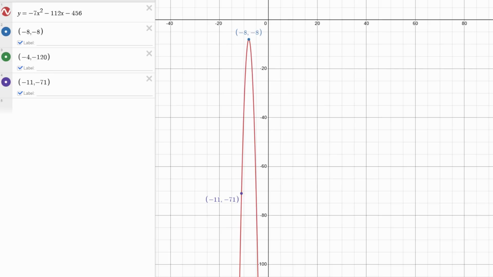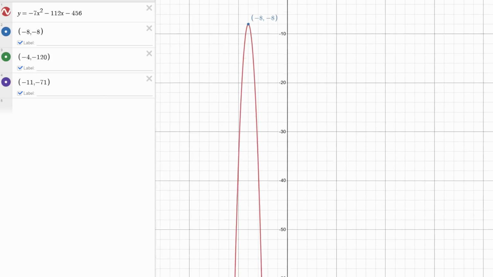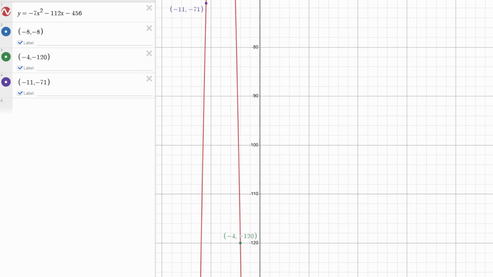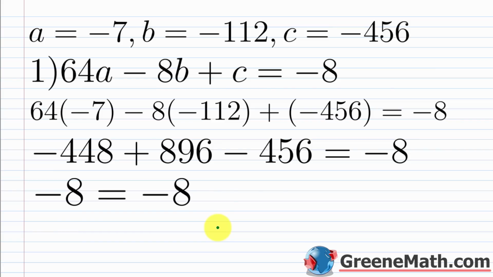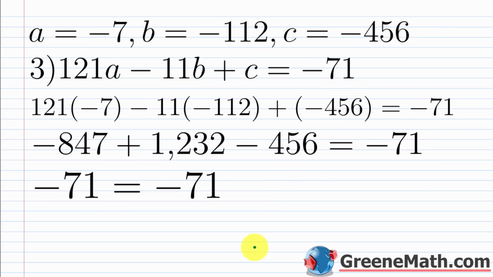Again, going to Desmos, here's your y equals -7x squared minus 112x minus 456. Let me zoom in a little bit. So this is your -8 comma -8, and then coming down, this is your -11 comma -71, and then coming down here, we have -4 comma -120. All right, so once again, you can always plug in to check that way. So if we plug into the first equation, we have -8 equals -8. With the second equation, we get -120 equals -120. And then with the third equation, we get -71 equals -71.